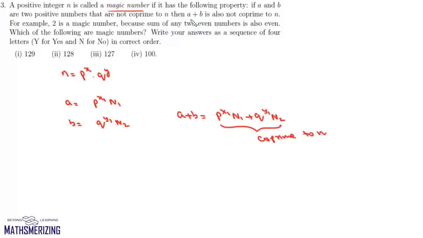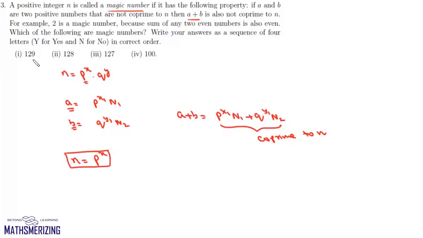So for this to be a magic number, a plus b will not be co-prime to n only if both a and b are multiples of the same prime. That means this n must be of the form p to the power x. So n has to be some power of a prime number.